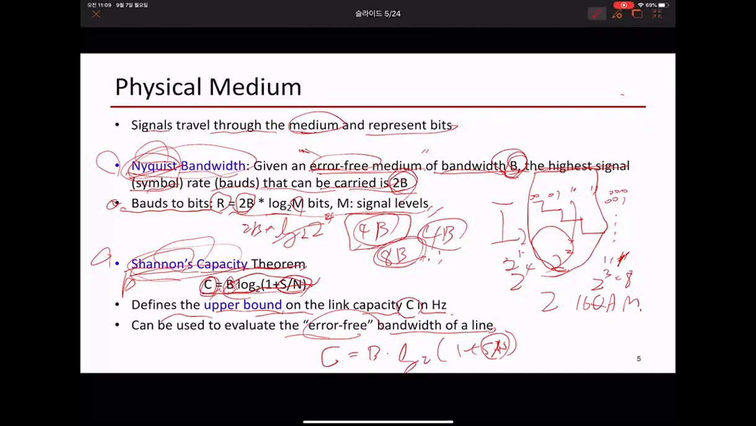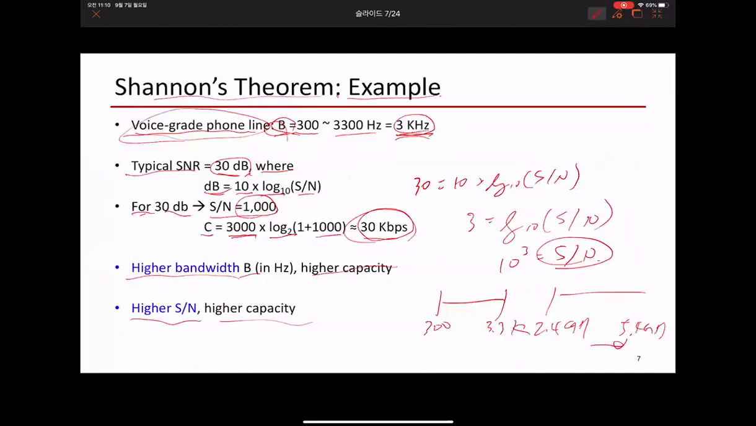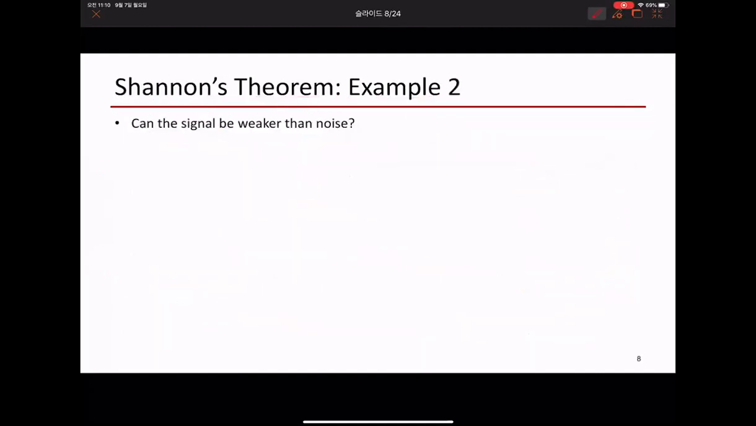Professor, can noise be other than the background noise, like your environment noise, that hinders your communication? Yeah. Okay. What if the noise is stronger than a signal? Can you still communicate? That is the question. Everybody clear about the question? Yes. Okay.